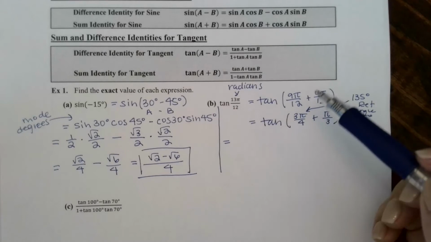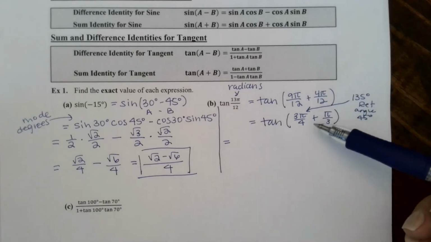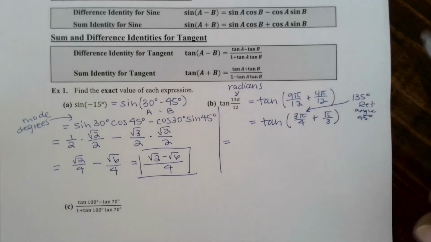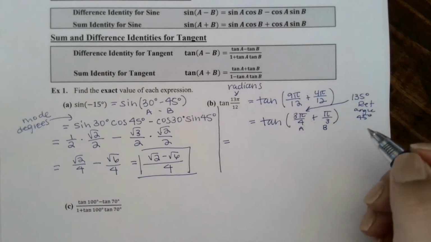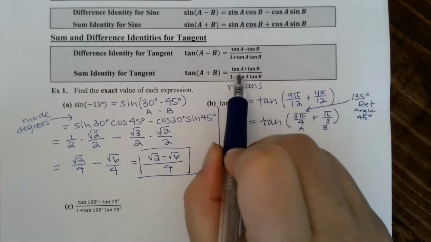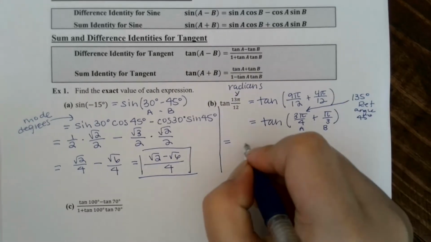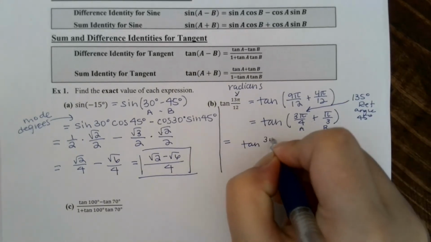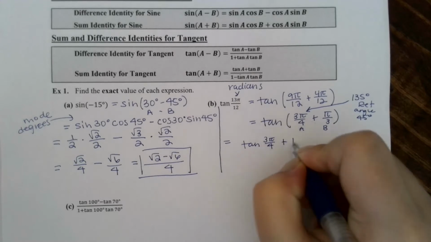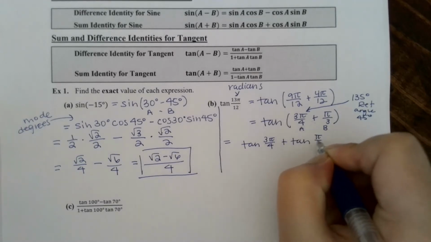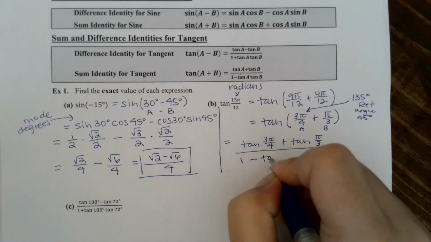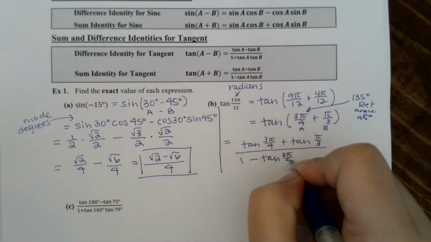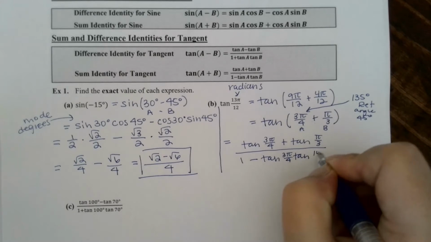Now I have a sum identity for tangent, tan of A plus B. 3 pi over 4 is A, and pi over 3 is B. We're just going to plug into this formula: tangent of 3 pi over 4 plus tangent of pi over 3, all over 1 minus tangent of 3 pi over 4 times tangent of pi over 3.